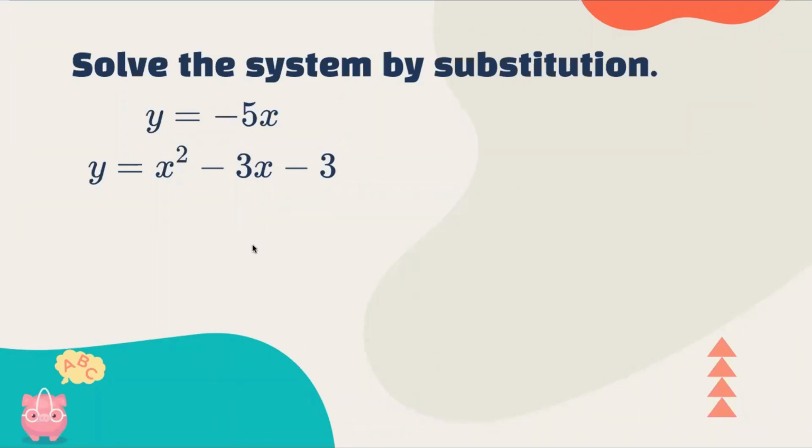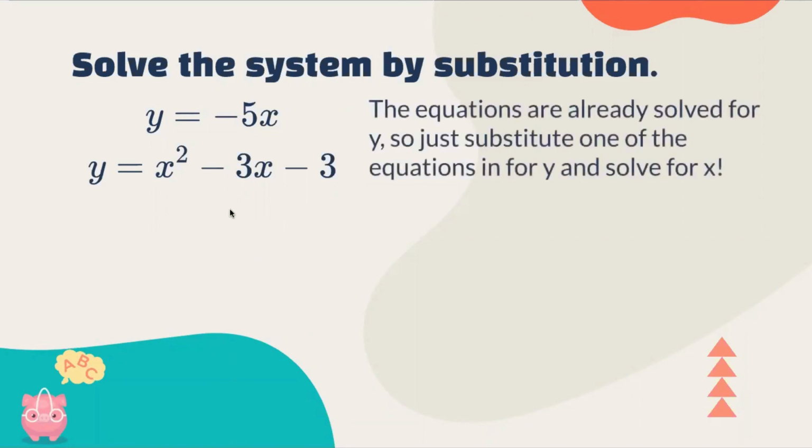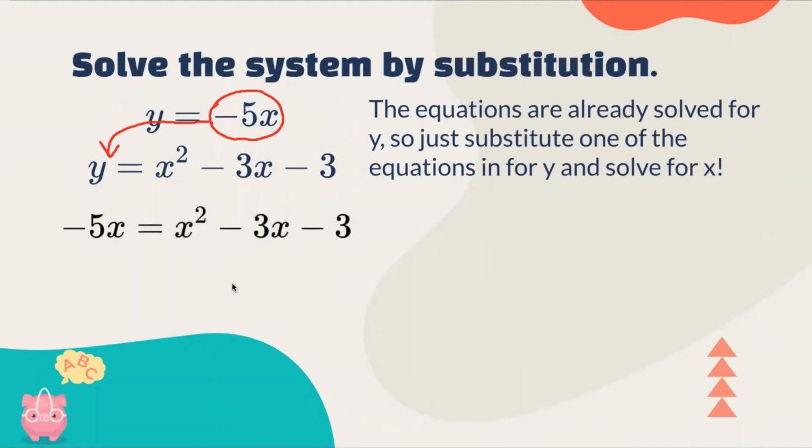Again, the very first step you want to take when using substitution is make sure that at least one of your equations is equal to x or y. In this case, both of our equations are already equal to y, so we can just go ahead and substitute one of our equations into the y value of the other and solve for x. I'll go ahead and substitute -5x into the y value of x squared minus 3x minus 3. If you do that, you would get -5x equals x squared minus 3x minus 3.